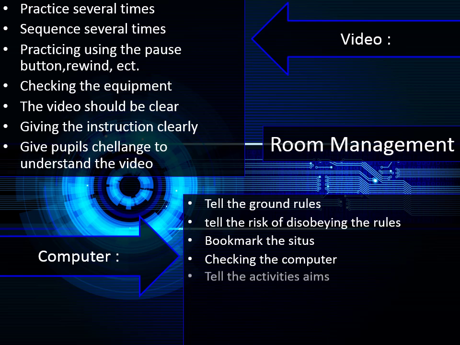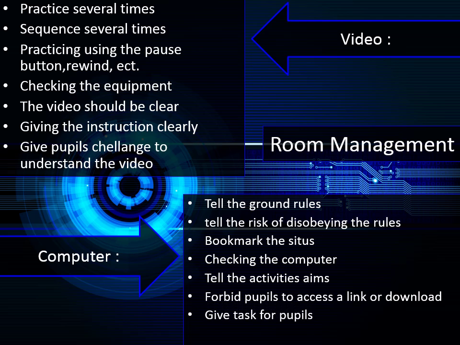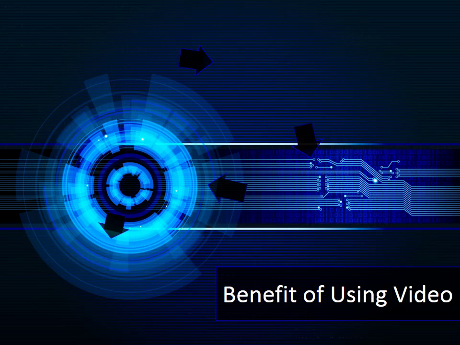In the computer, tell the ground rules, tell the risks of disobeying the rules, and the third, bookmark the sites, and the fourth, checking the computer, and the fifth, tell the activity's aims, the sixth, forbid pupils to access a link or download, the seventh, give text for pupils, and the last, restrict use to a limited time.